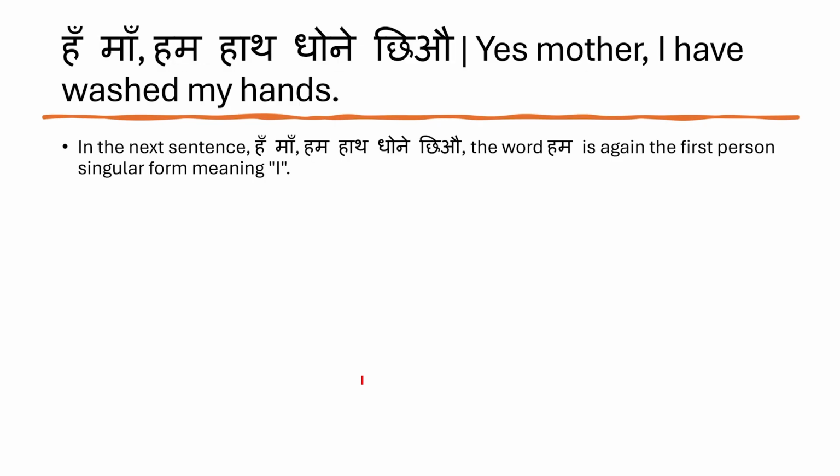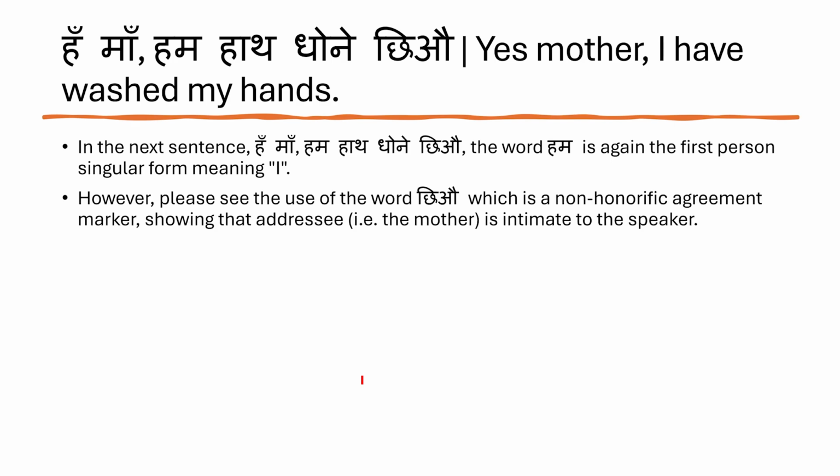In the sentence "hum hath dhone chhiyo," the word hum is again the first person singular form meaning I. However, please see the use of the word chhiyo, which is a non-honorific agreement marker showing that the addressee is intimate to the speaker, and the addressee here is the mother. So, the child is speaking in non-honorific terms with her mother.